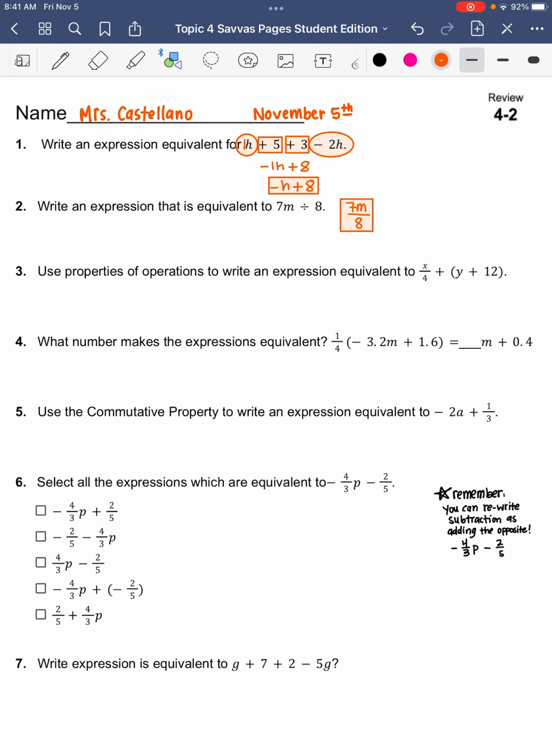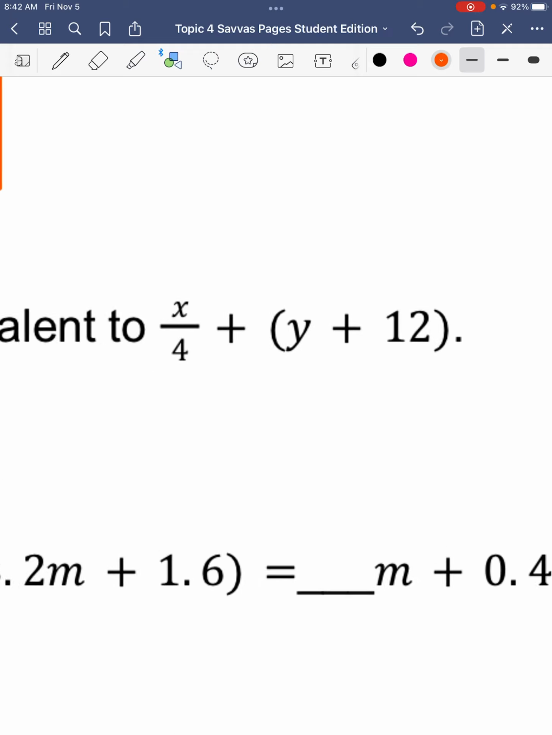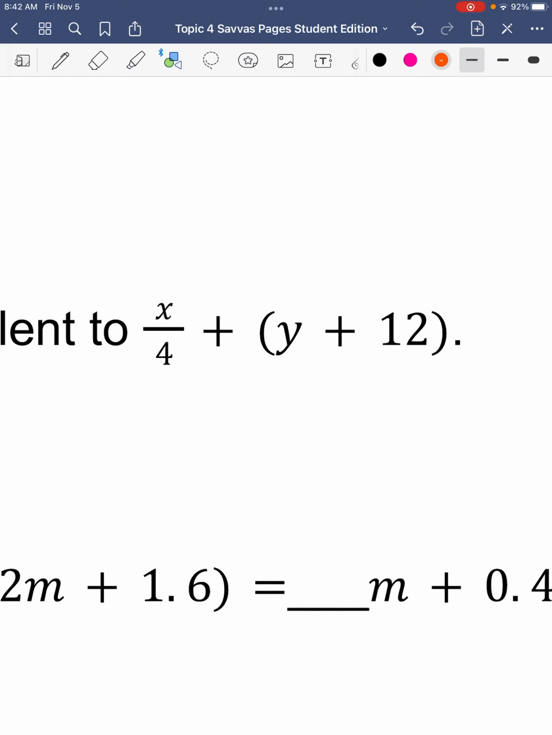Okay, moving on to number 3, use properties of operations to write an expression equivalent to x over 4 plus y plus 12. So what I see here is I have two terms that are grouped together in parentheses. So I'm going to rewrite this exactly as it is. So x over 4 plus y plus 12. I'm not going to change the order of my terms at all.